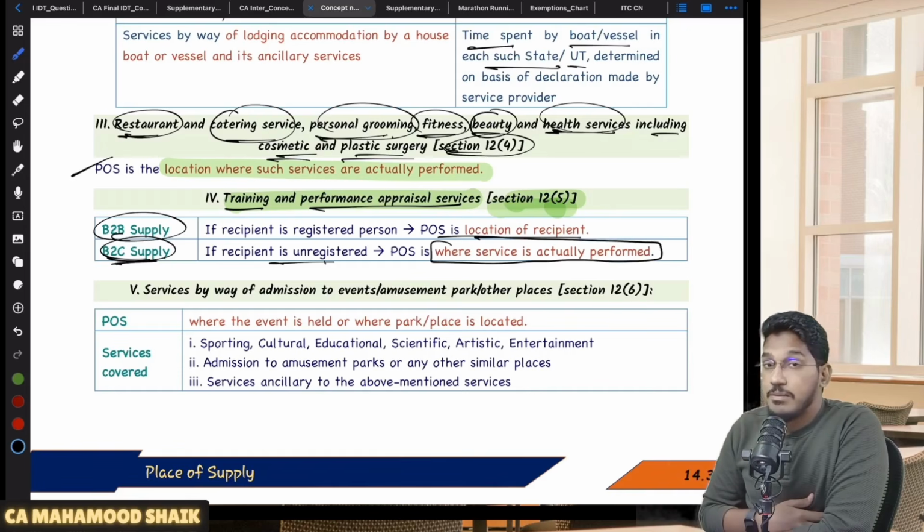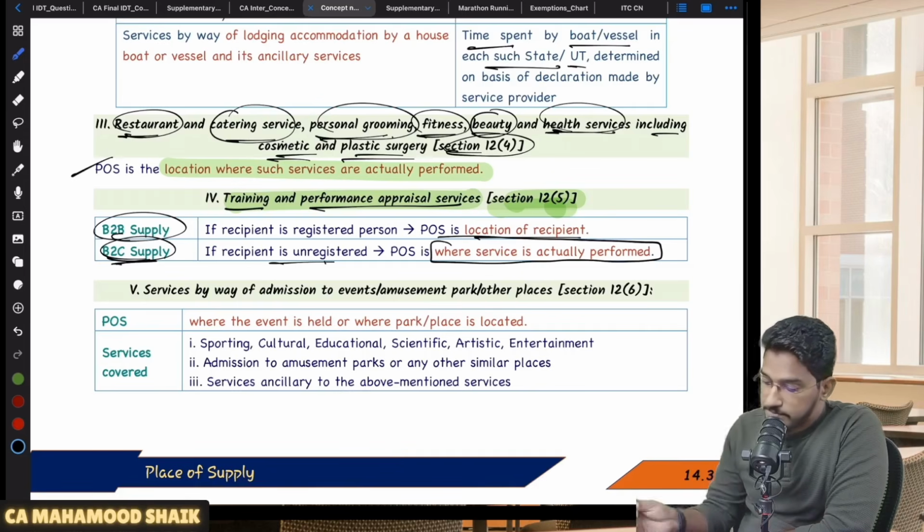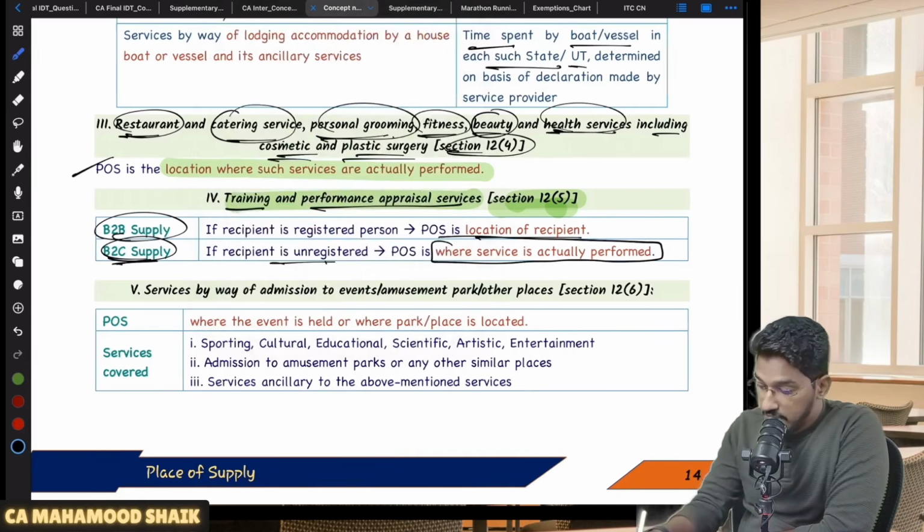On the other hand, if some registered company has approached me and asked me, sir, please come and do the motivational training session for our employees, there the recipient is a registered person, the recipient is a company, it is a B2B supply. What will be the place of supply? Location of recipient. So let me give you one example here.